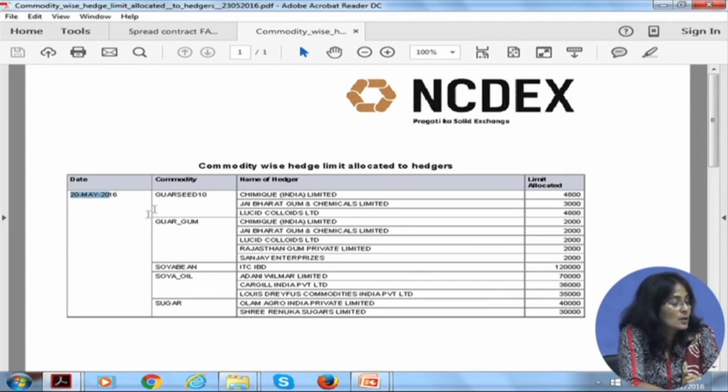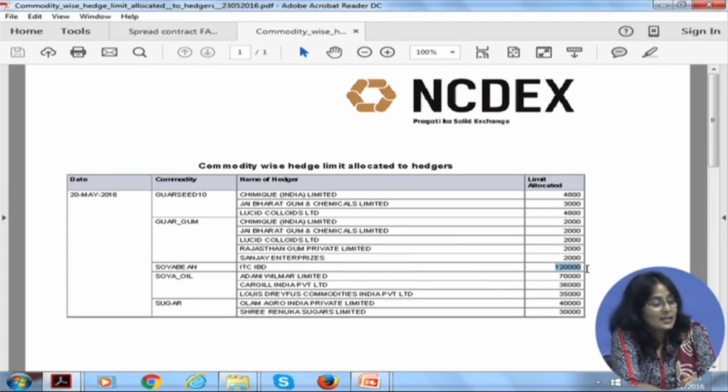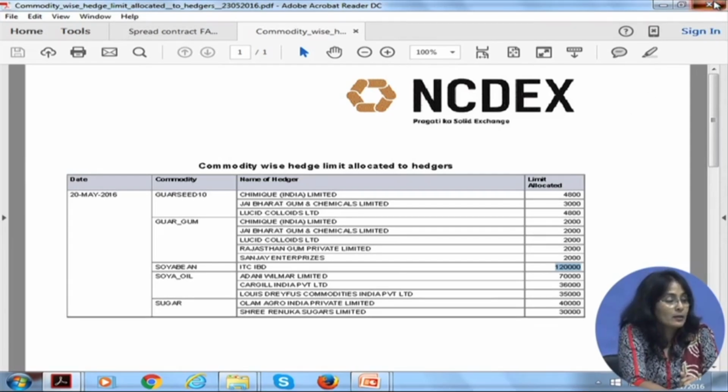If you can see, for soybean, ITC, ABD, they have allowed 120,000 tons of open positions to be taken by ITC at a given point of time. So with this we end this session.